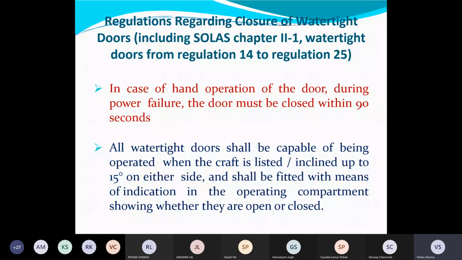All watertight doors shall be capable of being operated when the ship is listed or inclined up to 15 degrees on either side and shall be fitted with a means of indication in the operating compartment showing whether they are open or closed. So they should have this provision for figuring out whether they are open or closed, number one. Number two, they should be capable of being closed with the ship inclined up to 15 degrees.